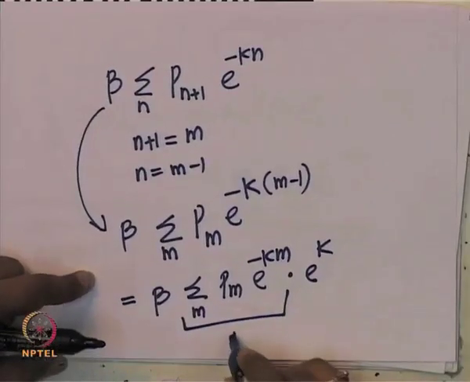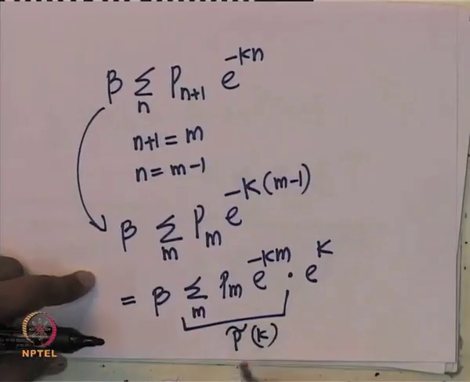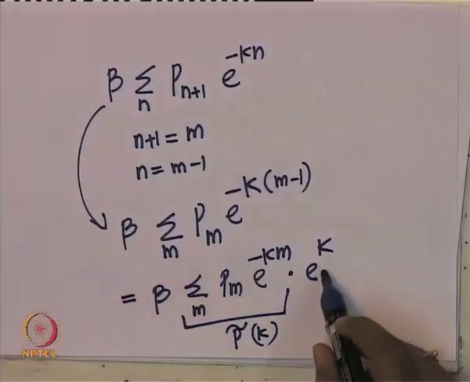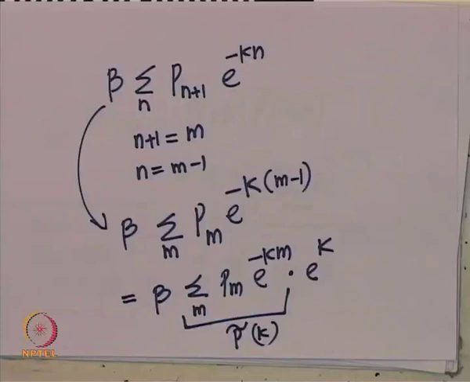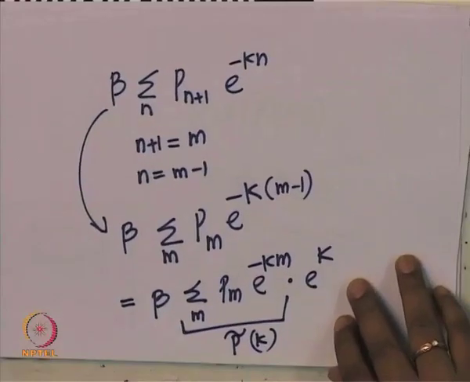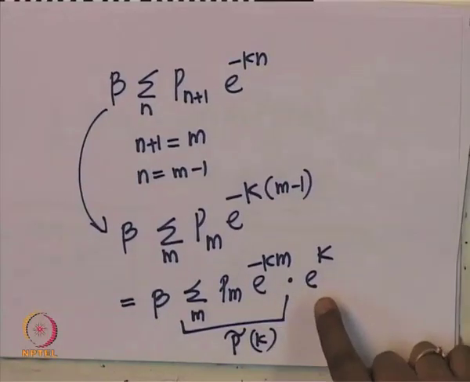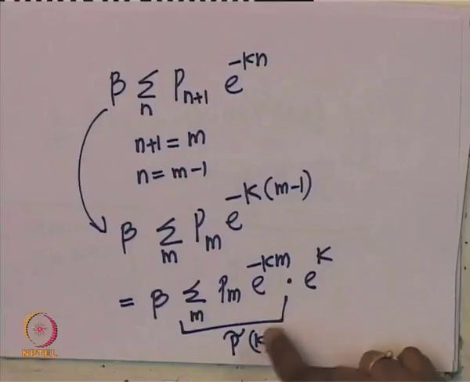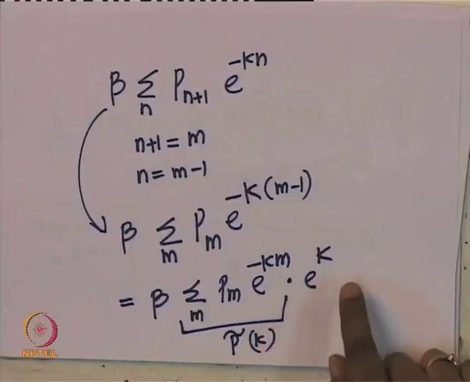So, what is this? Beta times sum over m p m e power minus k m into e power plus k. So, this whole thing becomes p tilde of k again, and this is e power k. So, this becomes p tilde of k e power k. Previously, we had p tilde of k e power minus k. So, this term becomes p tilde of k e power k.